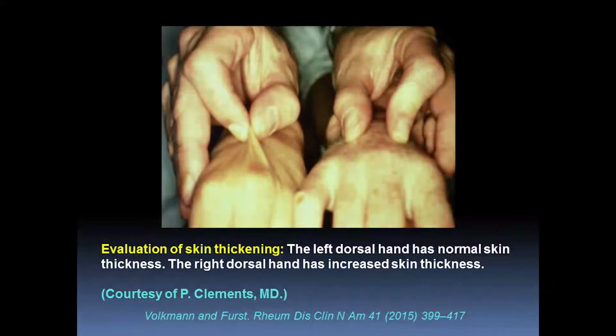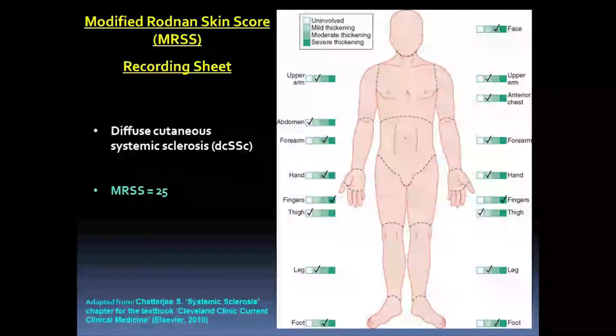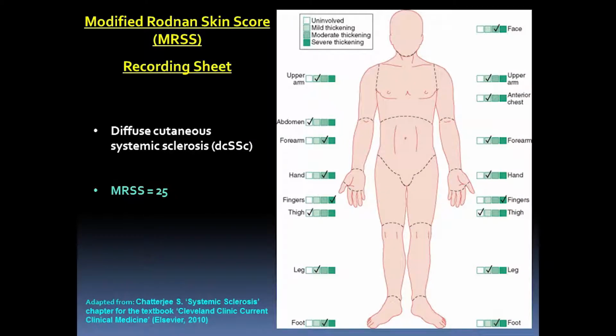So how do we evaluate skin tightness, which is what scleroderma means? We do it at the bedside. The left dorsal hand is showing normal skin thickness, whereas the right one shows increased skin thickness. So we use our index finger and thumb to pinch the skin and palpate it, to assess at the bedside the amount of skin thickening. This is relevant because we tend to do a modified Rodnan skin score at the bedside.